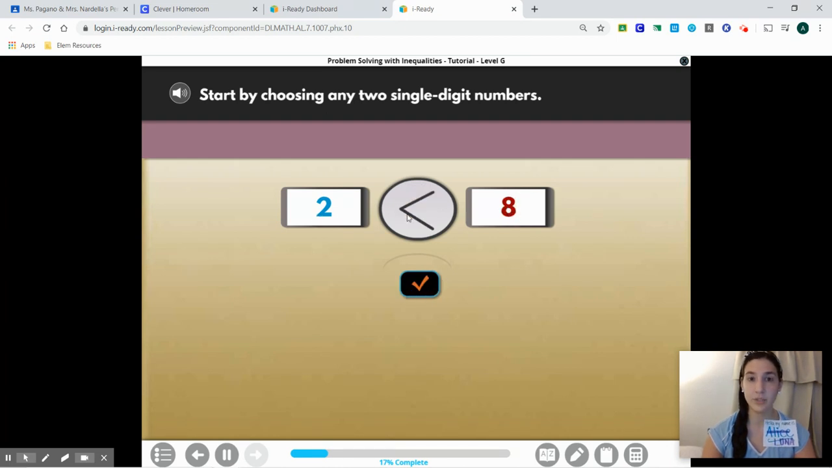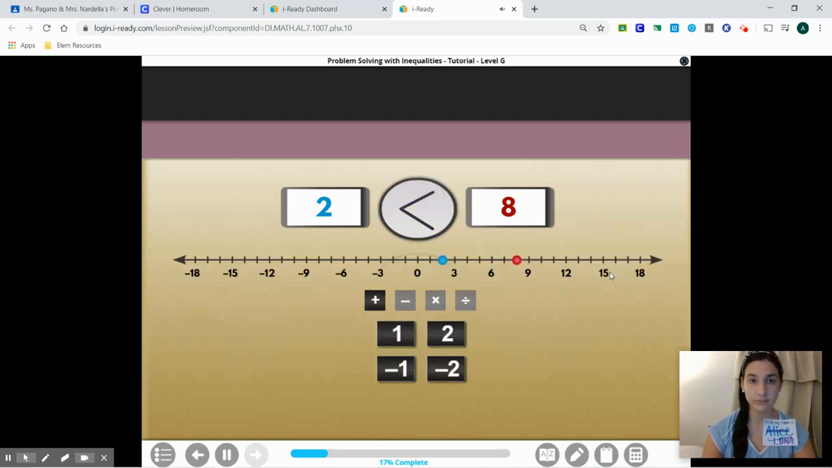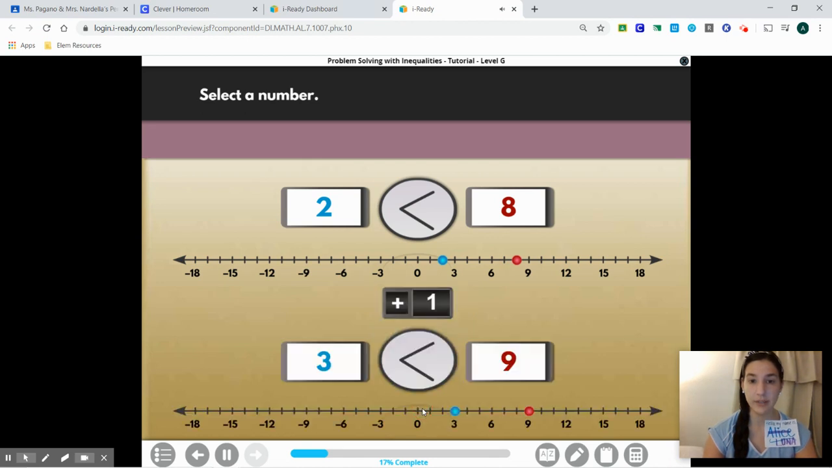Okay, so it's telling me 2 is less than 8. It will automatically show you the relationship between the 2 numbers, less than or greater than, that is. Now, you can choose the operation you would like to perform, and the app will do the calculations for you. You just need to pay attention to the new inequality to see what happens to the symbol when you perform the same operation to both sides. Let's start with addition. Select a number. So let's add 1 to both sides.